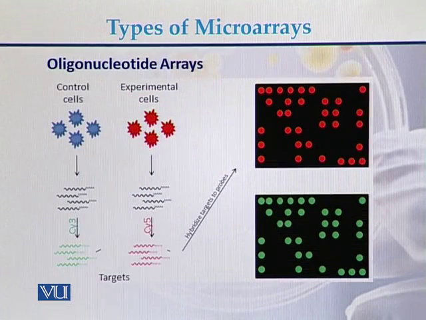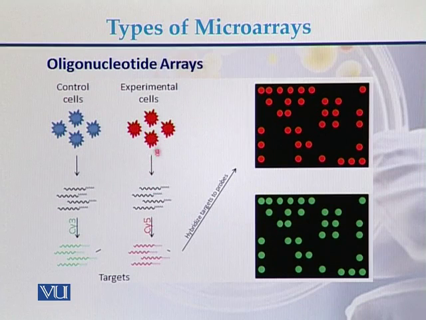In this diagram, we can see the oligonucleotide arrays. In the case of oligonucleotide arrays, we have the control cell and the experimental cell. Then the RNA is purified and labeled with cyanine green and cyanine red. In the control samples, the spots are visible because the RNA is labeled with cyanine green and it gives the green color.